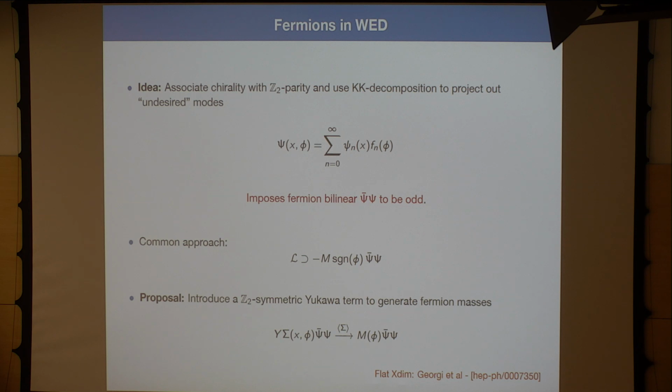Then we're going to introduce a new Yukawa term with a scalar that is odd along the extra dimension. This was in fact proposed by George at the beginning of the century, but for a flat extra dimension. So now it gets a bit more complicated.